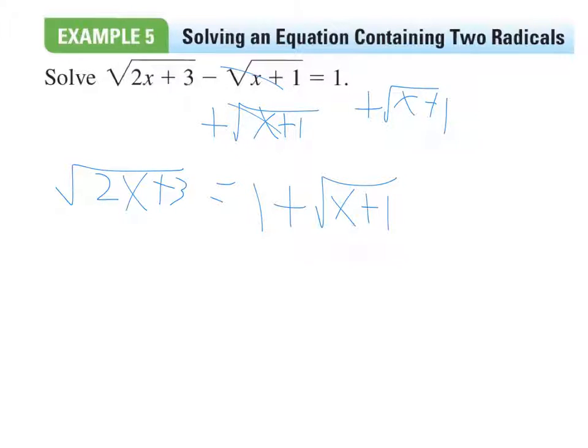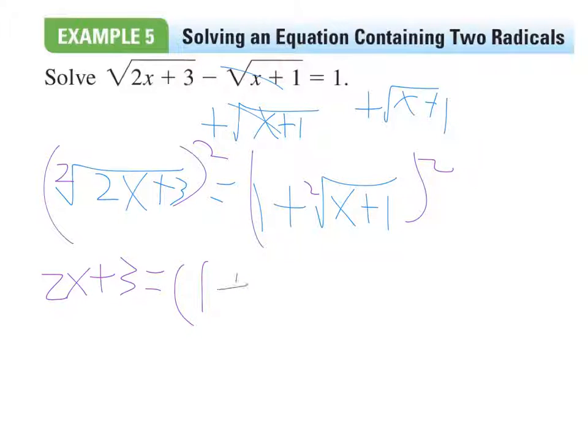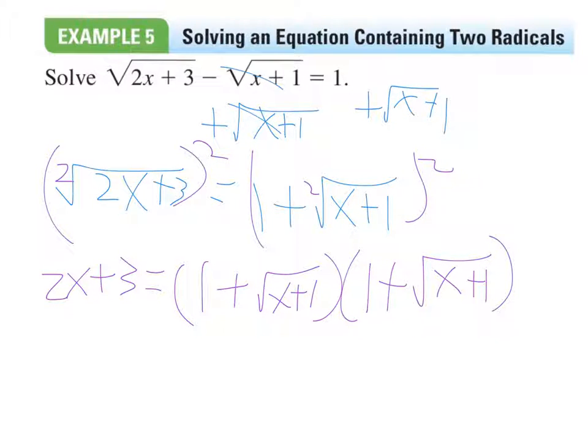Now, since it's just the square root, you square both sides. So that'd just be 2x plus 3 equals, since we're squaring the right hand side, 1 plus square root of x plus 1 times 1 plus the square root of x plus 1. So to FOIL the right hand side, you just do 1 times 1, which is 1, then 1 times square root of x plus 1, which is square root of x plus 1, and then FOIL the inside, so it would be 1 times square root of x plus 1 again.